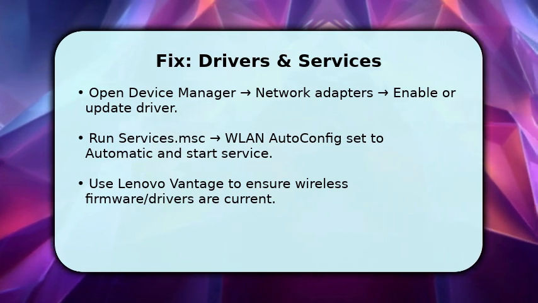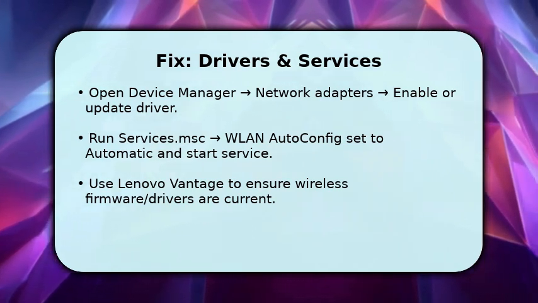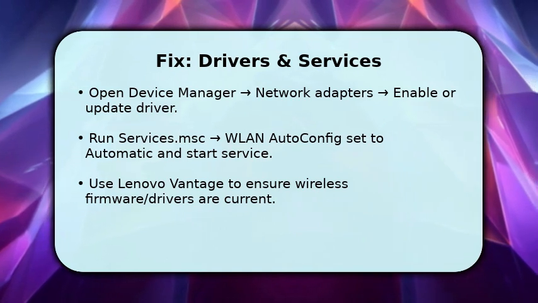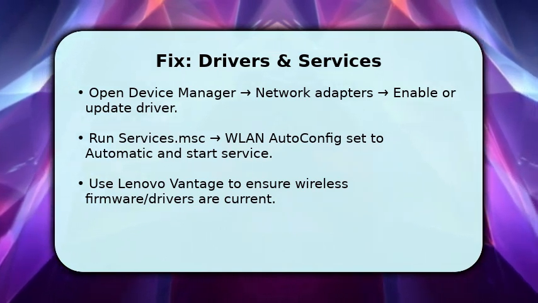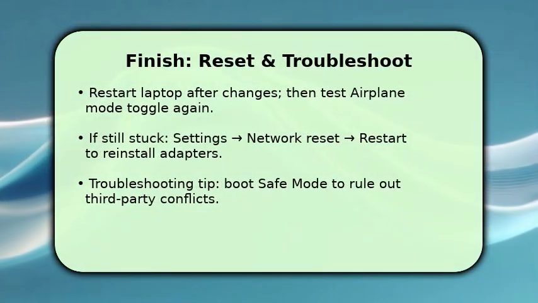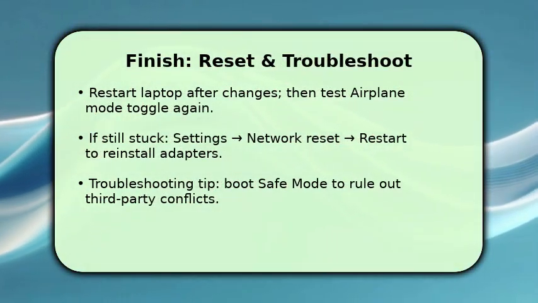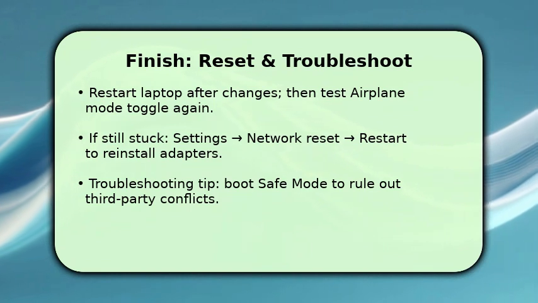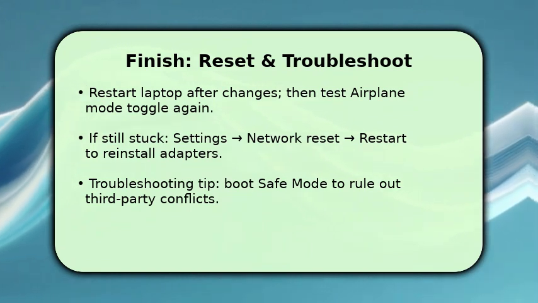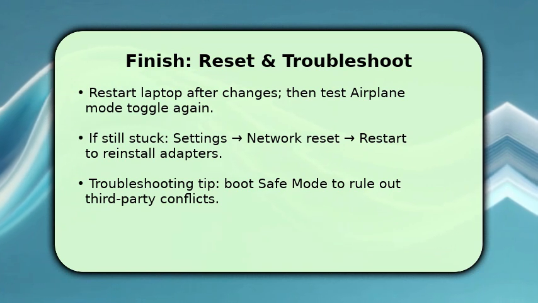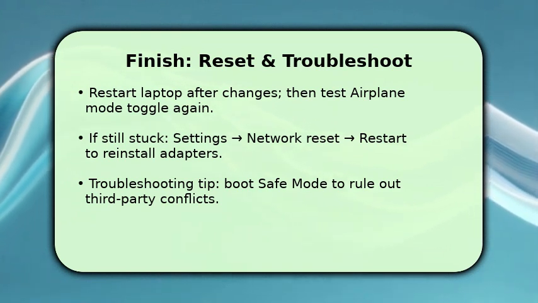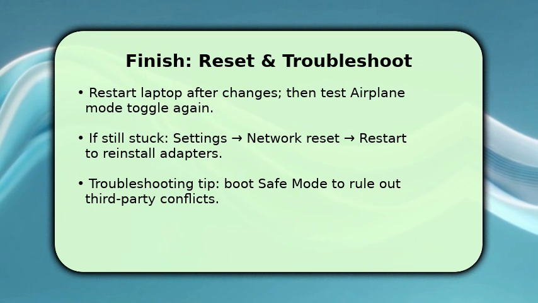Once drivers and services are healthy, test toggling airplane mode again. Finish by restarting the laptop so driver and service changes take effect, then test the airplane mode toggle. If it remains enabled, go to Settings > Network Reset, follow prompts to reinstall adapters, and restart again. This often clears stubborn flags.